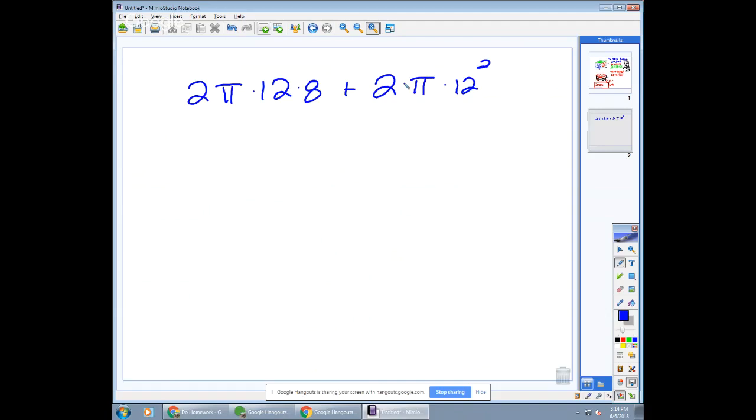So we just need to do some careful work. It's kind of like a little bit of algebra. So let's see, 12 times 8 is 96. 96 times 2 is 192. Okay. So the first part gives me 192 times pi.